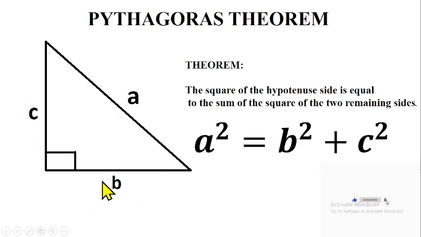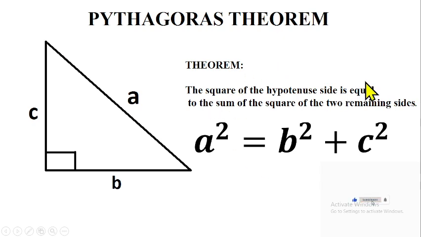plus c squared, or c squared plus b squared, anyhow you want to write it, it's still the same thing. That is, the square of the hypotenuse side, which is a squared, is equal to b squared, that is the square of this side, plus the square of this side, which is c squared. So that is what the Pythagoras theorem is saying.